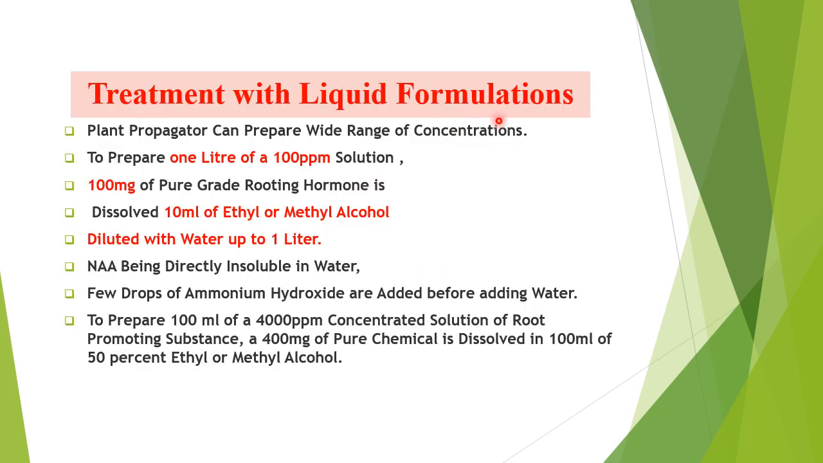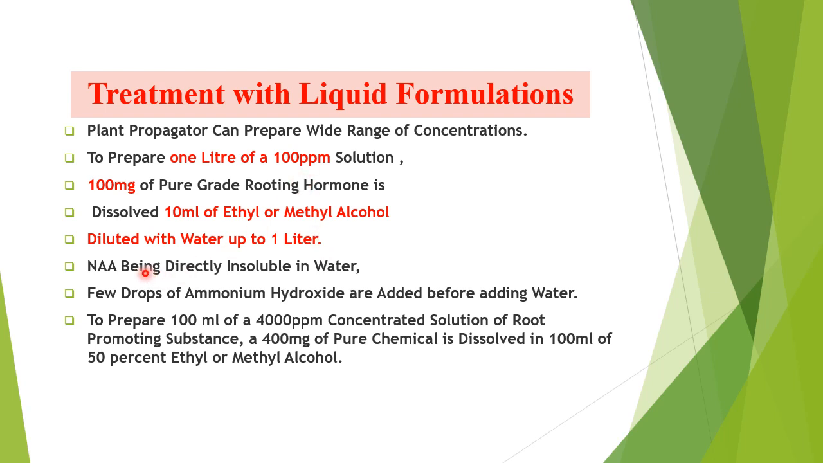Treatment with liquid formulations. As you have done with the talc, there are also treatments with liquid formulations. A plant propagator can prepare a wide range of concentrations. When you have to prepare 1 liter of a 100 parts per million solution, you have to take 100 milligrams of a pure grade rooting hormone. It's dissolved in 10 milliliters of ethyl or methyl alcohol and diluted with water up to 1 liter. This is how you make a concentration of 100 parts per million.